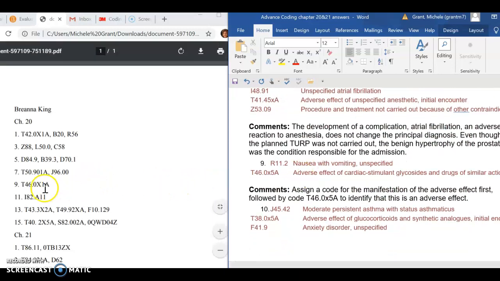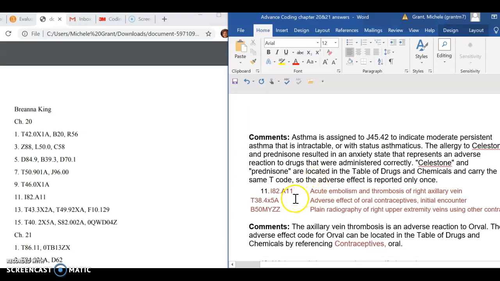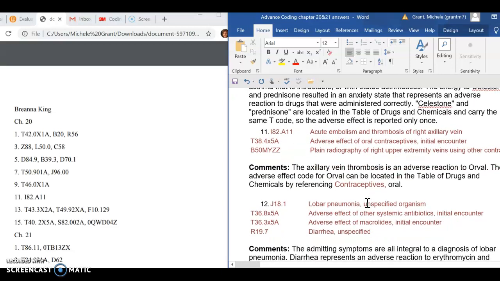Number 9, when you have an adverse effect, which this was, whatever is wrong with the patient is listed first. So this was nausea with vomiting, that's first, the T code second. Very important for the exam to make sure you know that. Number 11, it looks like you're close, just missing an adverse effect. I'm not worried about x-rays, they're coding those.